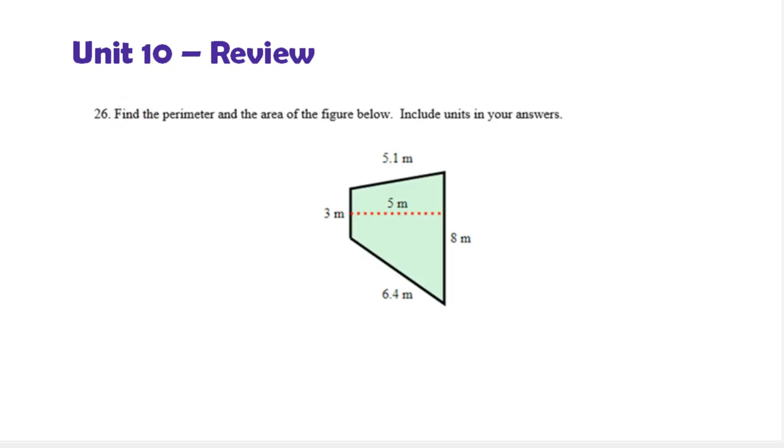Number 26, still finding the area and the perimeter. Now we have to recognize that this is a trapezoid. We already found the area of one of these. The perimeter, notice that it has 1, 2, 3, 4 sides. We're given all of them, so we're just going to add up the sides.